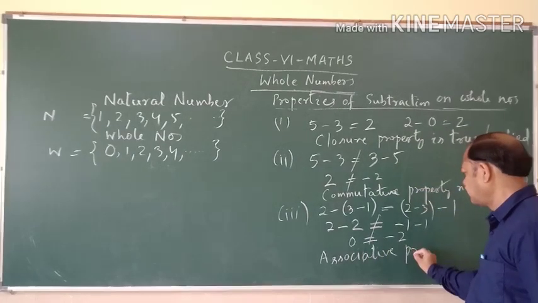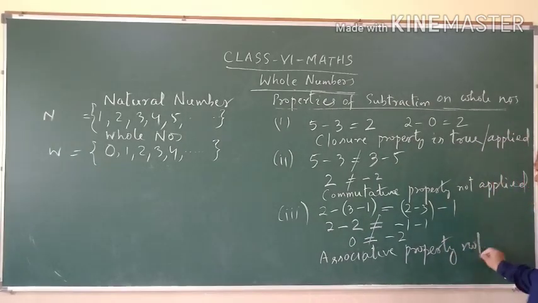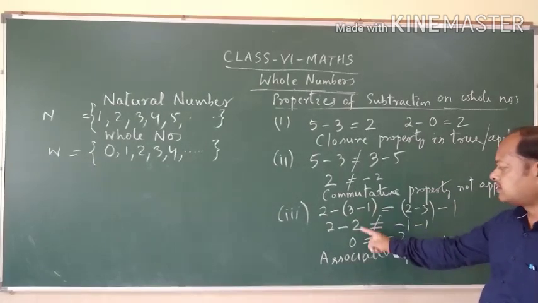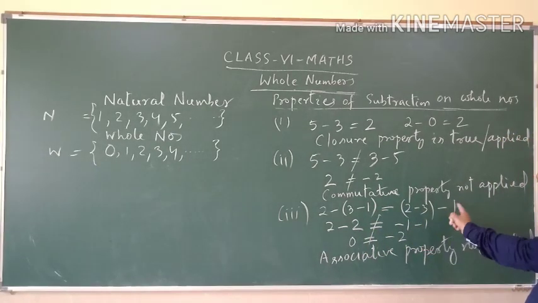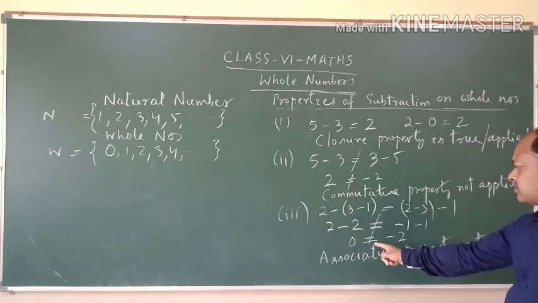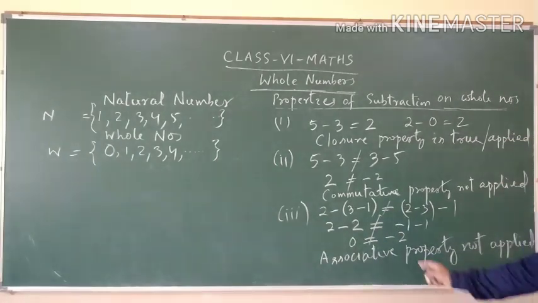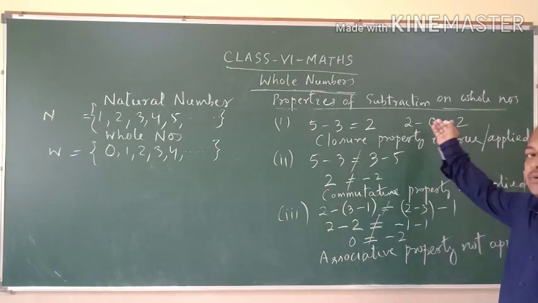Associative property is not applied in case of whole numbers. Again, 3 minus 1 result is 2, and here 2 minus 3 result will be minus 1, and minus 1 minus 1 will be minus 2. So 0 is not equal to minus 2, so this is not equal. Associative property does not apply in case of whole numbers.